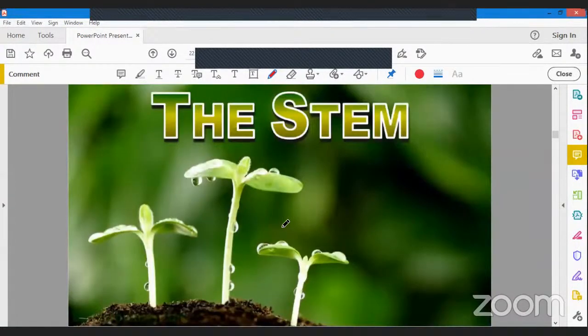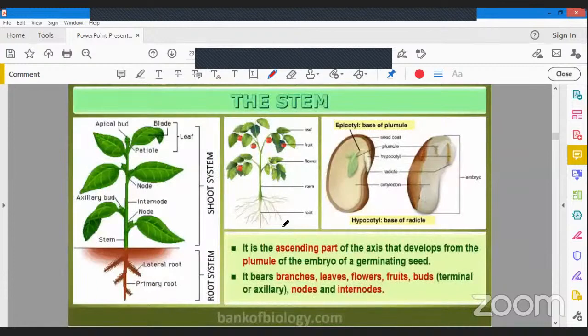Now we'll go to the next part, stem. So what is the stem? Stem is the ascending part of the axis that develops from the plumule. Stem develops from the plumule of the embryo of a germinating seed. It bears branches, leaves, flowers, fruits, buds, nodes and internodes.